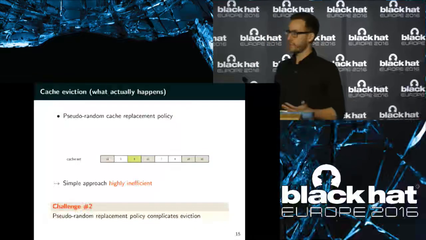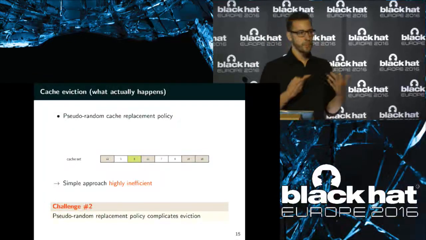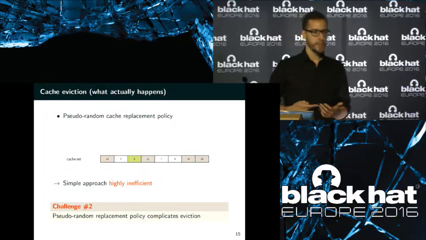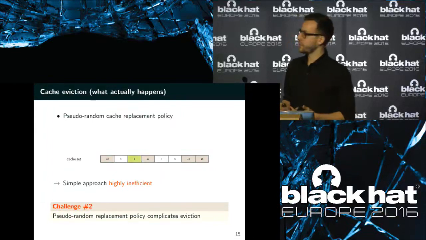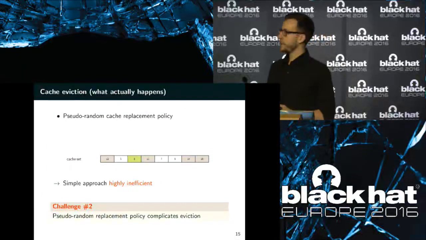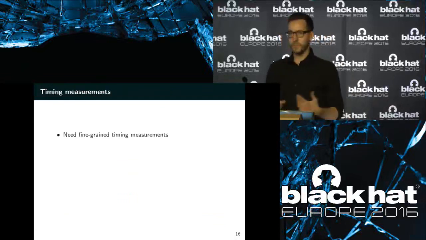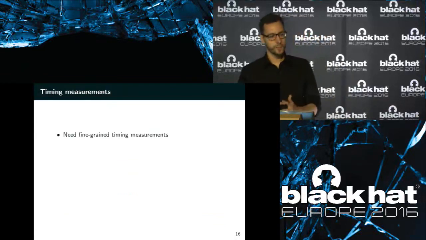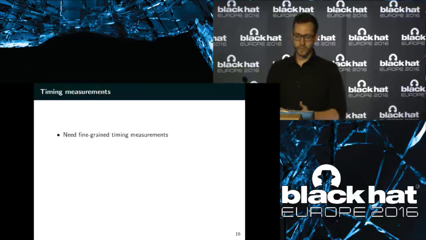So the second challenge is that we have to take care of the pseudo-random replacement policy to find a nice way to evict the address out of the cache in a fast way. The second thing that we need to mount such cache attacks is we need to be able to measure the time it takes to load the address.